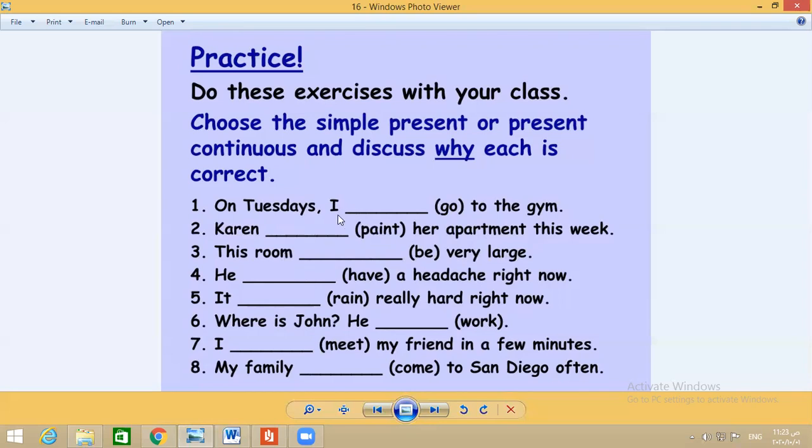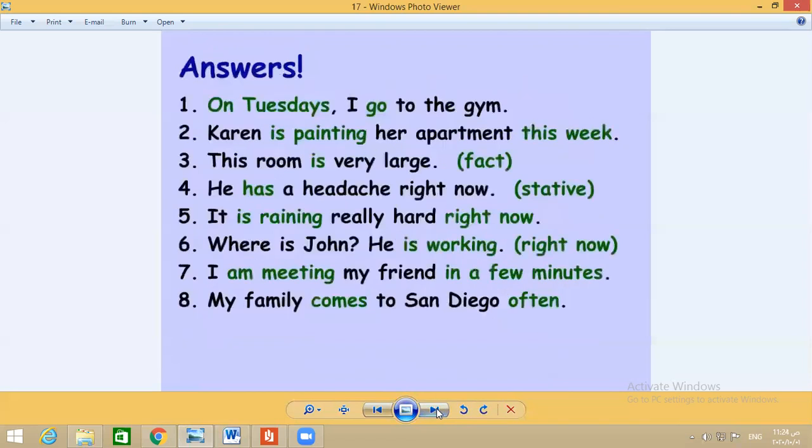Okay, so you have here 8 sentences, and in the following slide, you have the answers to each sentence with some explanations between brackets. Like on Tuesdays, I go to the gym. We explain this. Karen is painting her room this week. We explain this. The room is very large. It's a fact. It never changes. So we use the simple present. And you can go through the rest of the sentences or the questions.